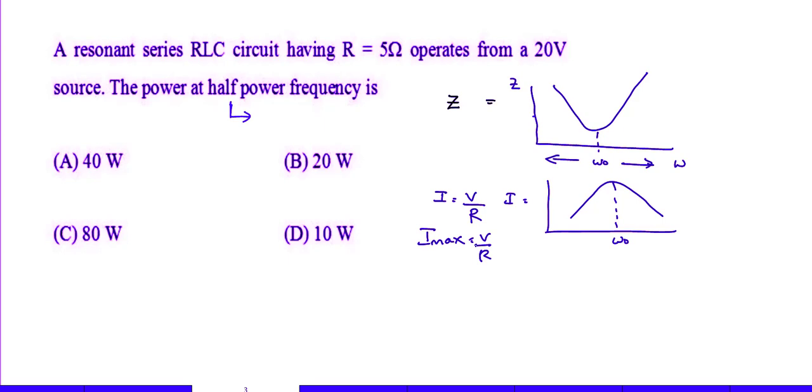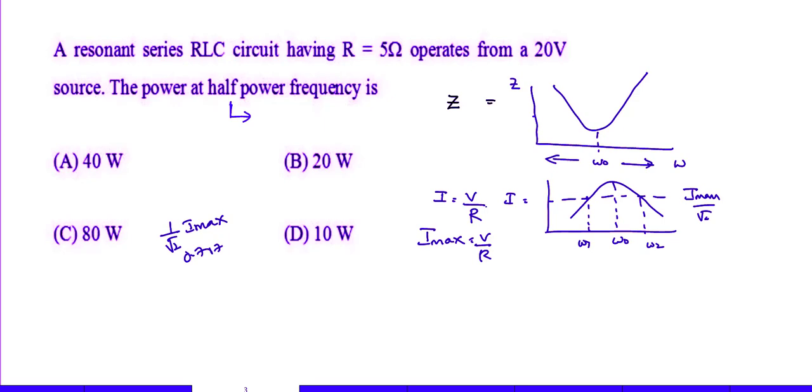So what is the bandwidth? Bandwidth is the range of frequency over which the current is 1 by root 2 times the maximum value, that is 0.707. So bandwidth is from omega 1, the lower cutoff frequency, to omega 2, the upper cutoff frequency, where the current is I max by root 2.